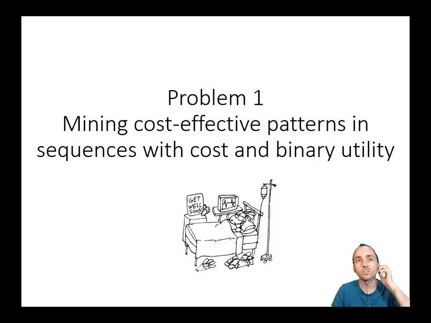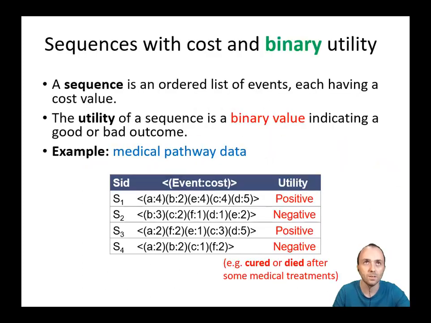Okay, so let's look at the first problem. We want to find cost-effective patterns in sequences that have a cost and some binary utility values. So here I show you an example of data like this from the hospital. Here we have 4 sequences of events. So we have events like A followed by B, followed by E, followed by C, followed by D. And each event has a cost.